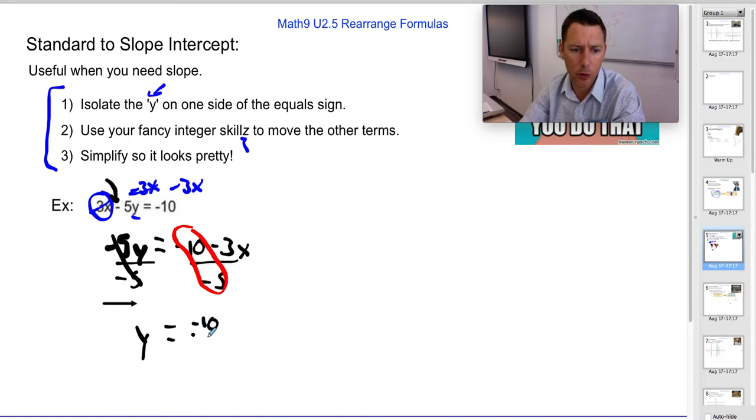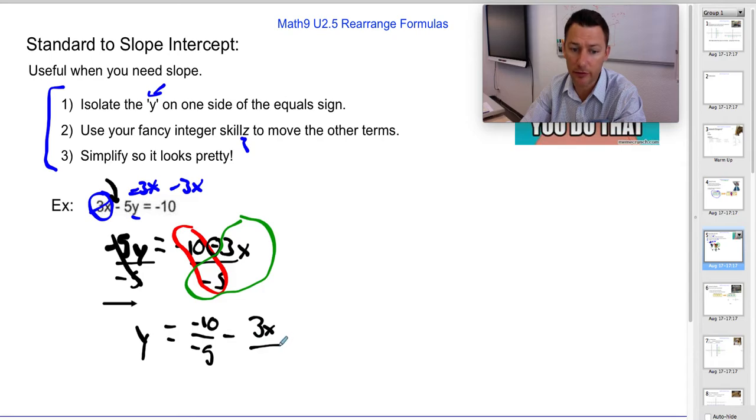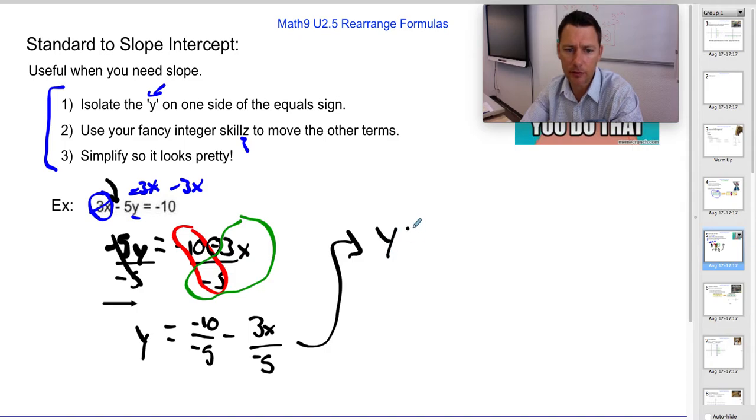negative 10 over negative 5 minus this 3x, sorry, over 5. This negative doesn't pop in twice, it's right there. Oh, and we keep this negative 5. Cool. If we re-rack this, this is y equals negative 10 divided by negative 5 is positive 2. We've got a minus, and this is 3x over negative 5. Cool.